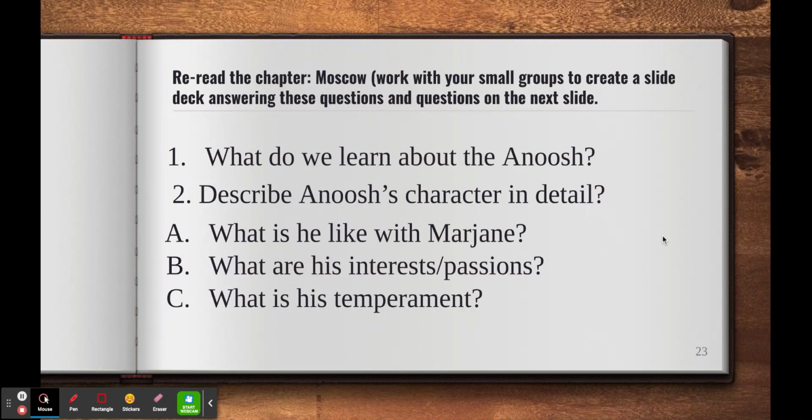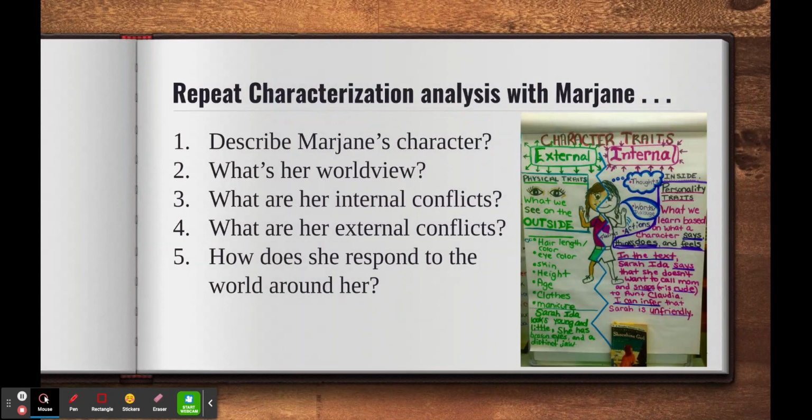Once you're done, and I can give you jobs if you need it, you're going to repeat that character analysis with Marjan. So you do Anush first, because it's a smaller section to work with, but then you're going to start thinking about Persepolis up until wherever we've read at this point. And I want you to describe her character, what's her worldview, think about her internal conflicts and her external conflicts. How does she respond to the world around her, outwardly, inwardly? And so I borrowed this little photo that you can model yours after, or if you just want to answer the questions, you can do that.